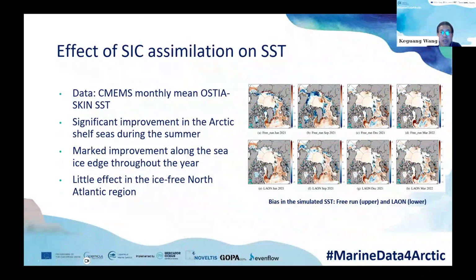And similarly for the sea surface temperature, this is a bias, so it's already removed, against the observed OSTIA SST. Particularly in the summertime, the free run has very large bias in these pan-Arctic coastal seas, and this assimilation really improved quite a lot of this. It's a very small bias now, I think.